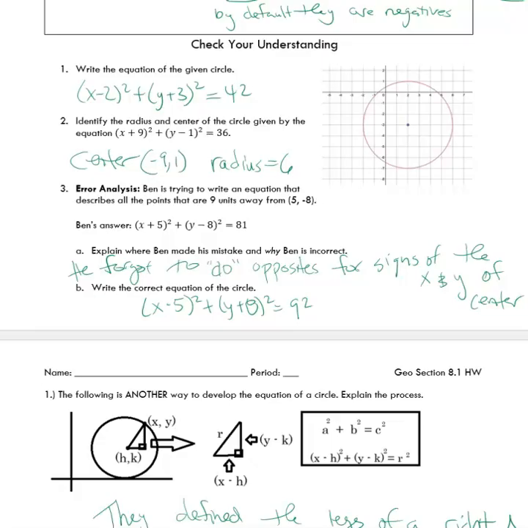Error analysis. Ben is trying to write an equation that describes all points that are 9 units away from (5, negative 8). What is wrong here? It should have been x minus 5 and y plus 8. He forgot to do the opposites for the signs, for the x and the y, for the center. And then the correct would be (x minus 5) squared plus (y plus 8) squared equals 81, or 9 squared.